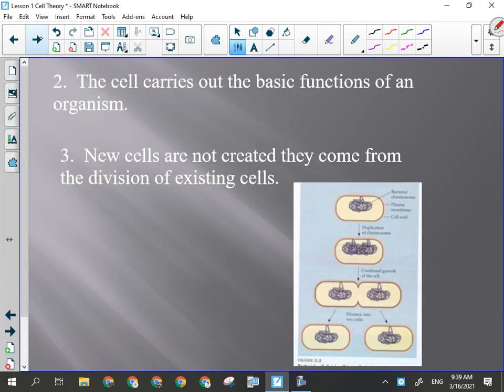Second point of the cell theory is probably the most important one. What is the role of the cell? The role of the cell is to carry out the basic functions of an organism. All the things that you do on a large scale, the cell does on a small scale.